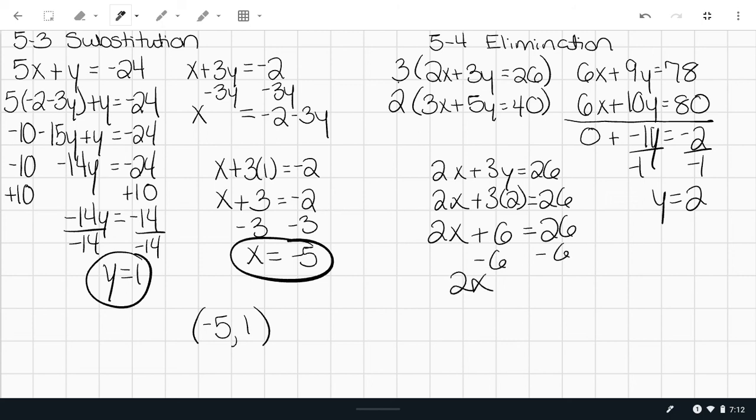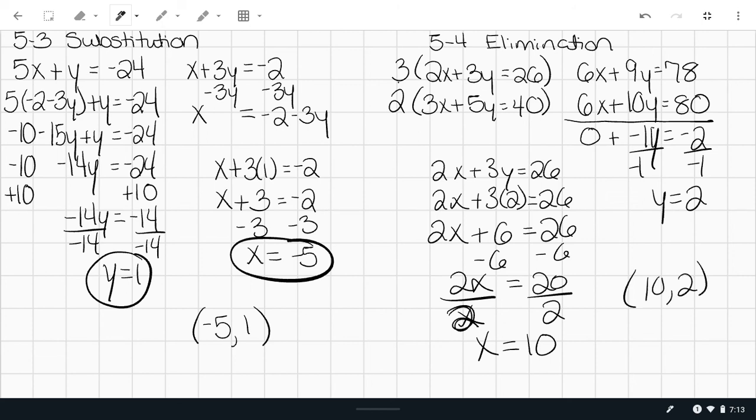So 2x equals 20. Then I have to divide, not by x, by 2. Sorry, you divide by the number, you divide by the coefficient. Divide it by 2. X equals 10. So our answer for the second equation, again, we have an x and y. X goes first, y goes second. So our answer is 10, 2.